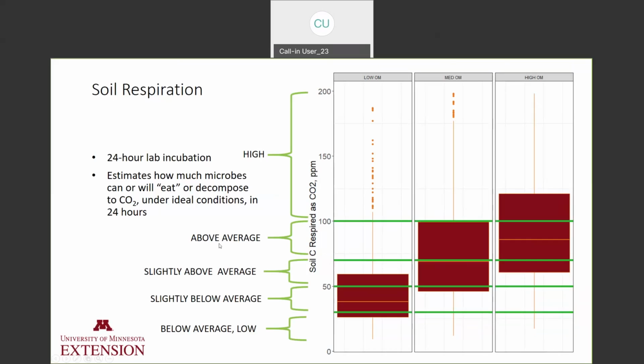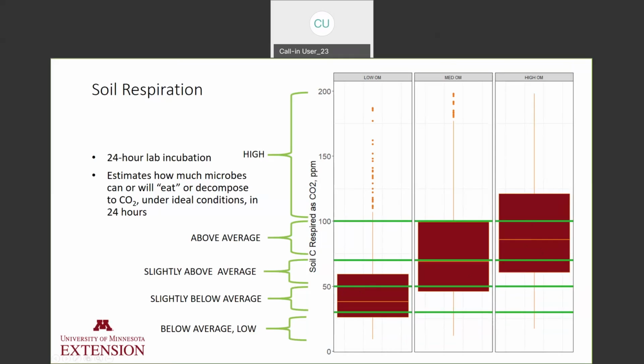And Minnesota looks really good in regards to soil respiration, which I think goes back to our looking really good in total organic matter numbers. Average is right here at 50 ppm, and even the low organic matter samples are mostly in the average or slightly below average realm, whereas the medium and the high organic matter samples are mostly above average in terms of soil respiration, according to the Ward Labs categories.